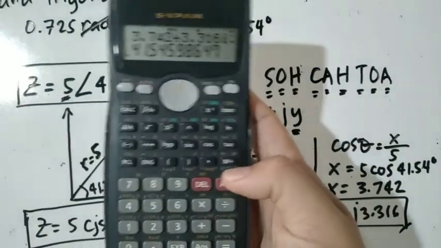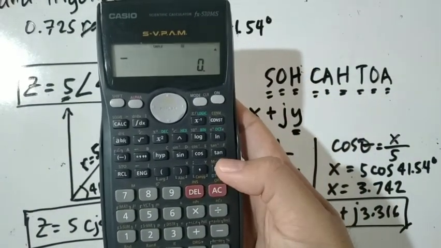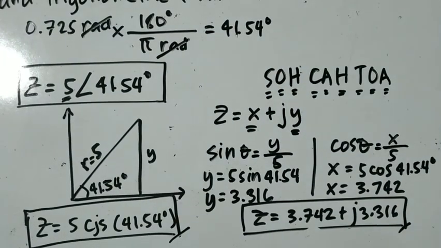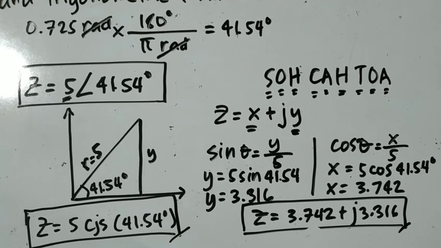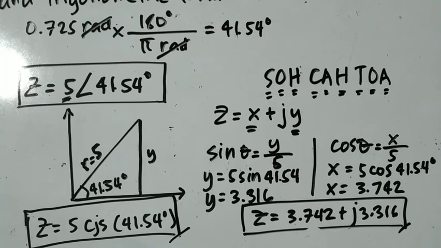So you have already learned how to convert a complex number from one form to another using the Argand diagram, the manual way, and then using your calculators as well. So I hope you have learned something, and God bless.